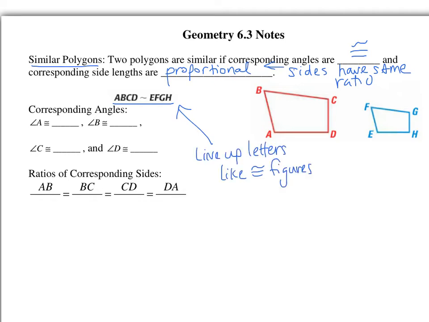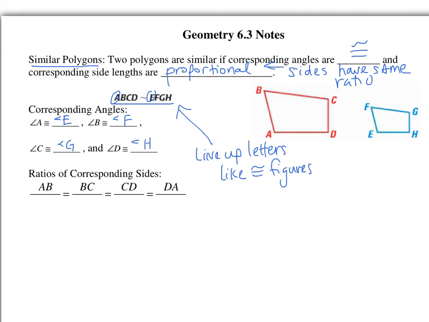So that means that angle A is congruent to angle E, B is congruent to angle F, C is congruent to angle G, and then angle D is congruent to angle H. So our angles are congruent.